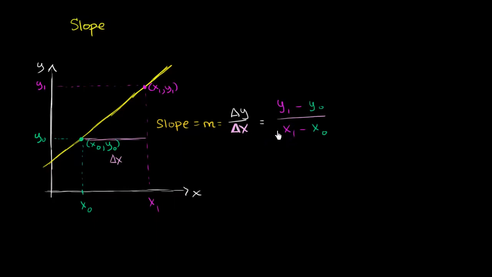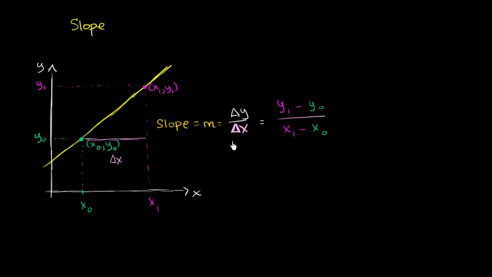So this right here you probably remember from algebra class. The definition of slope is the rate of change of y with respect to x, or it's the rate of change of our vertical axis, I should say, with respect to our horizontal axis, or change in y, or change in our vertical axis over change in our horizontal axis.